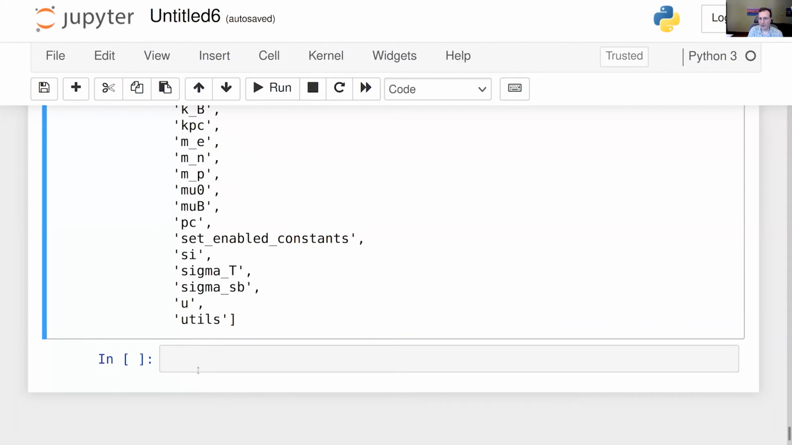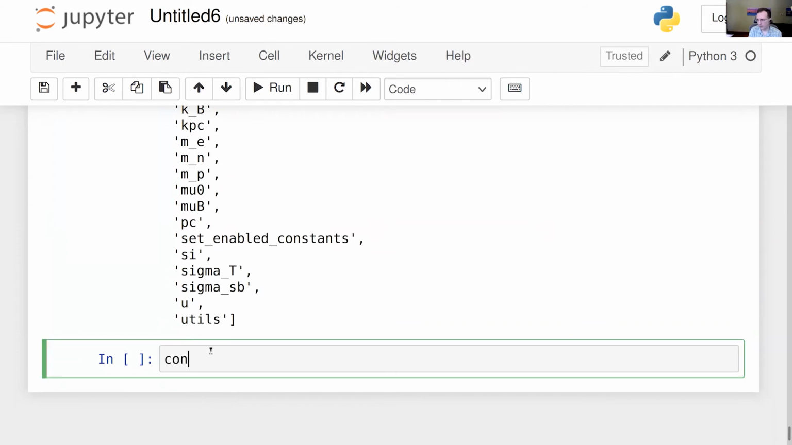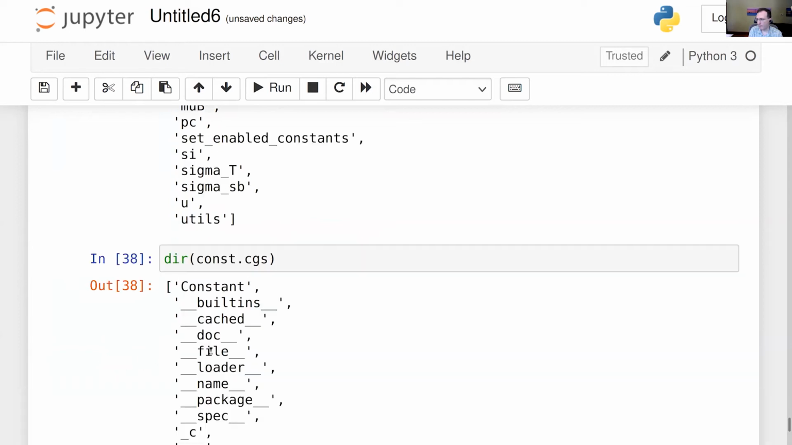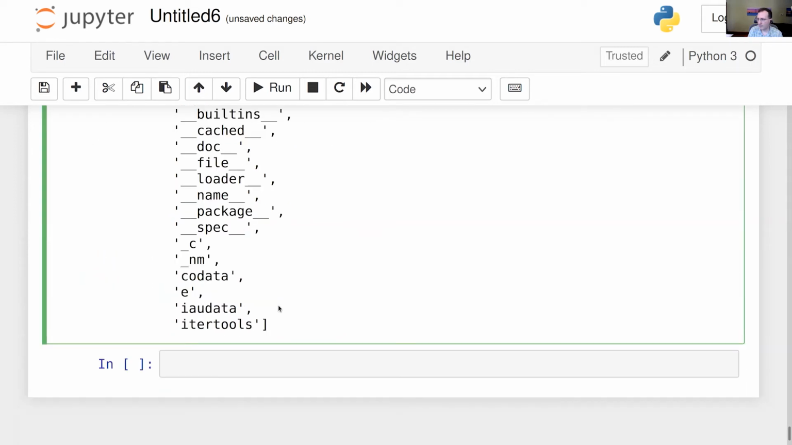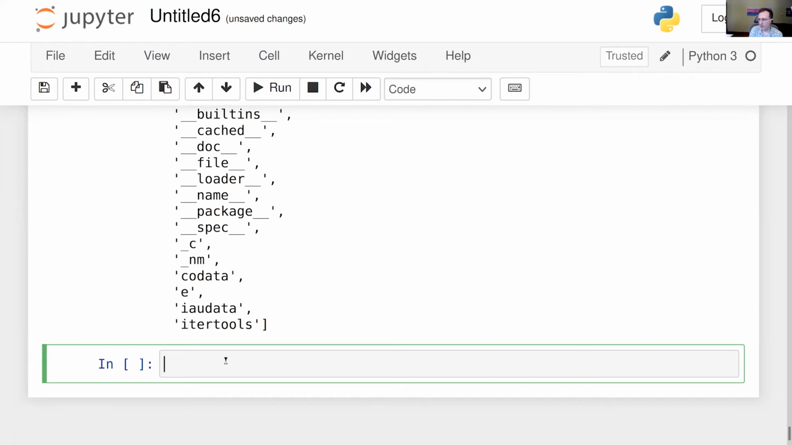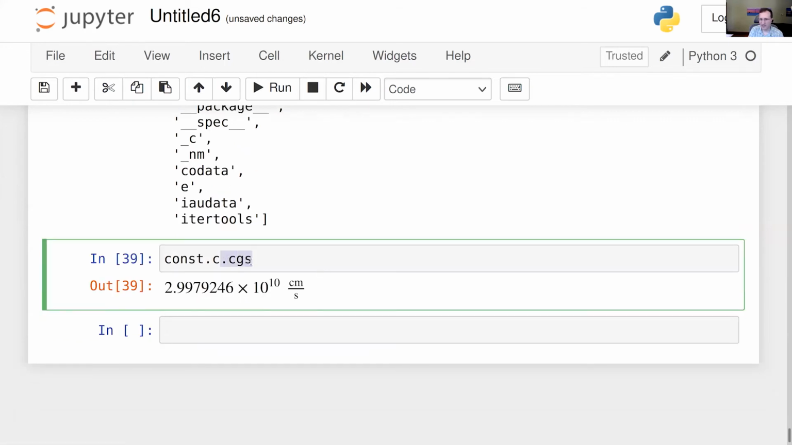All right, so now there's a question, can we get these constants in other systems of units like CGS? I believe if we do dir const.cgs, maybe not quite that way. Let me try something else. const.c.cgs is probably the way that I would start off by doing it. So adding .cgs to the end of the constant, which will do the unit conversion.